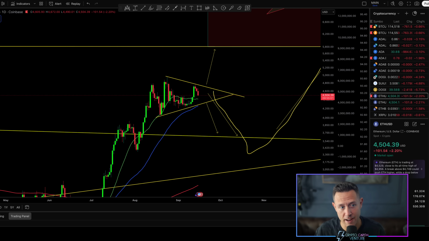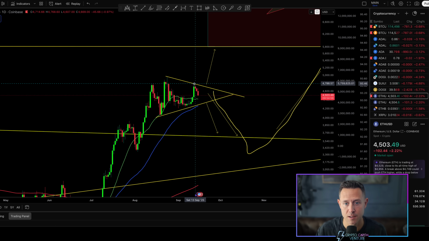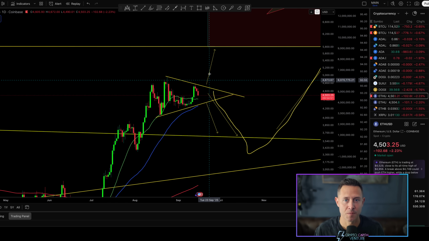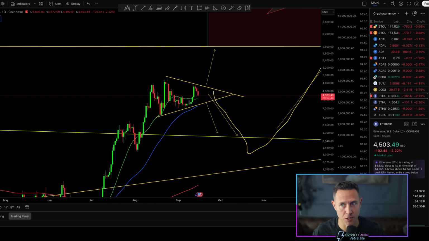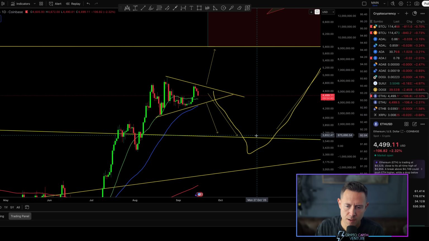We had this first area of support all in this range. We pumped to the upside. We put in a lower high, and now we're coming back down. We have an interest rate decision coming up very soon. These are the headlines right now. Trump predicts big cut in interest rates this week. I'm curious if, for an Ethereum price action chart, a quarter point versus a half a point, will price action operate drastically? Or even if we get either one, will price action be similar?